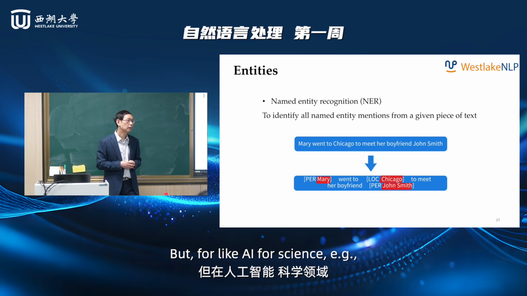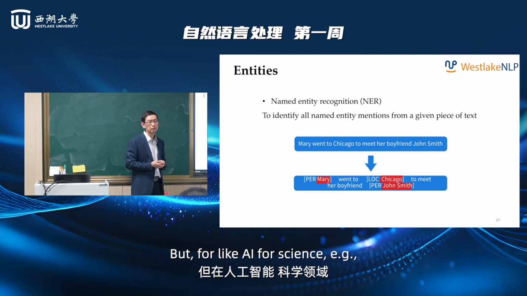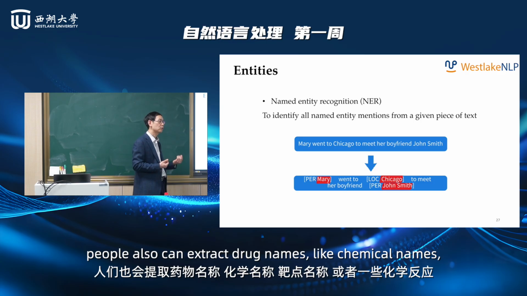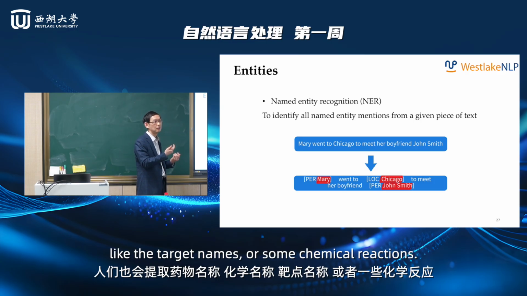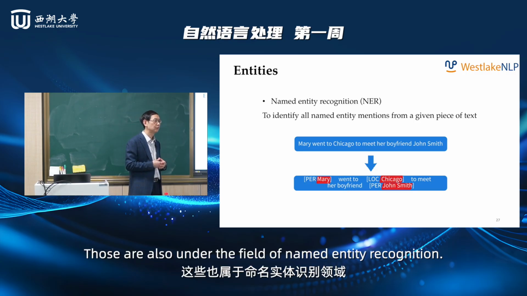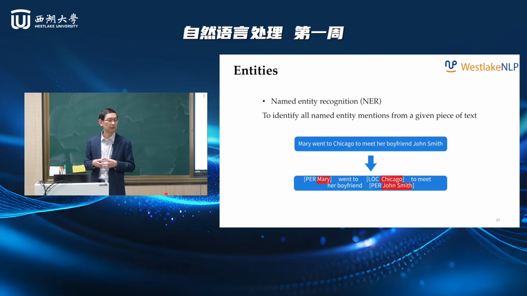But for AI for science, for example, if you have biology literature, people also can extract drug names, chemical names, target names, or some chemical reactions. Those are also under the field of named entity recognition. Okay.